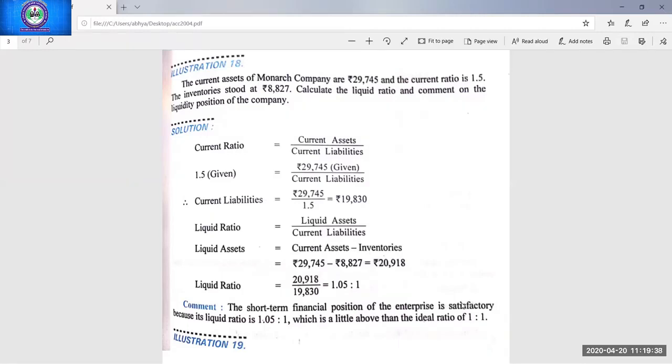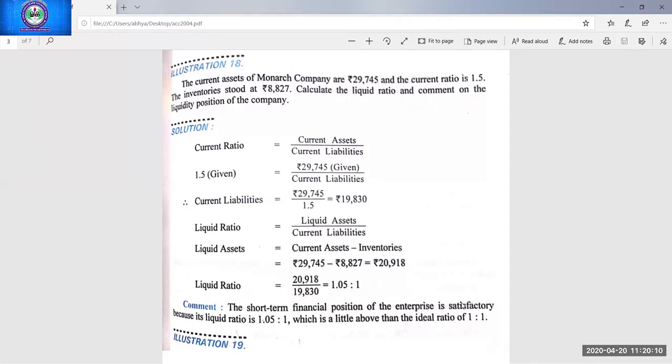If it is 2:1, 3:1, then it will not be good for a company. Why? Because it is around 2-3 times more than the standard ratio. It means the firm is maintaining excess cash balance or excess liquid assets. Those assets can be invested somewhere else and the firm can get returns on that. So it means the firm is having idle funds. So to curb this problem, it is required to maintain the standard ratio only.